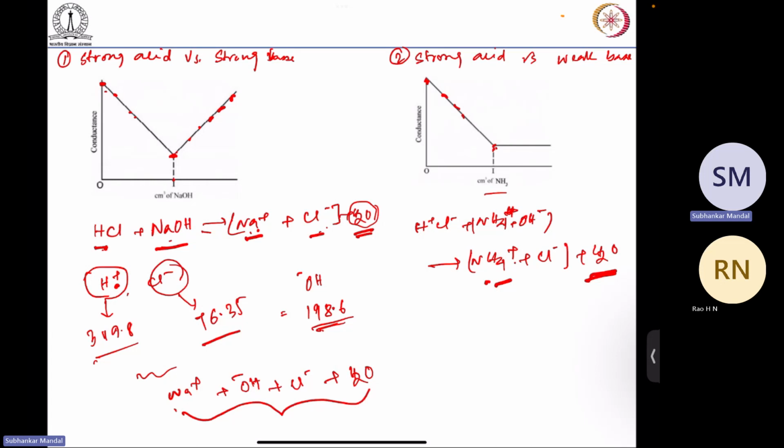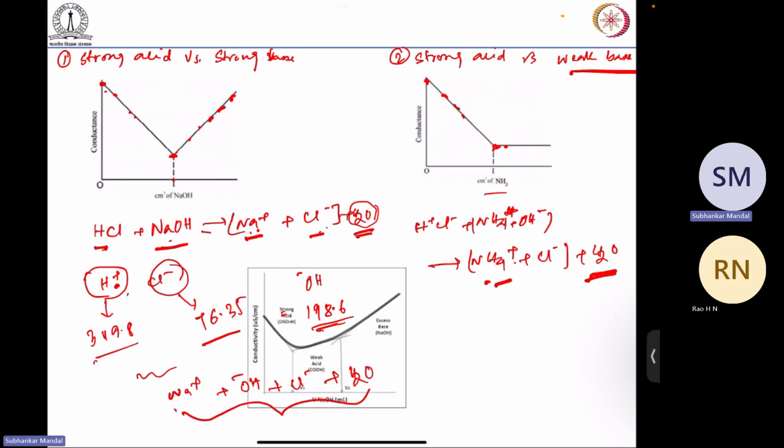After that, as it is a weak base, it is sparingly soluble or weakly dissociates, so there is not much change in the conductivity value. I think Mr. Rao also told this, so it is the same thing I am telling. Okay, so another problem, I think I have written here.